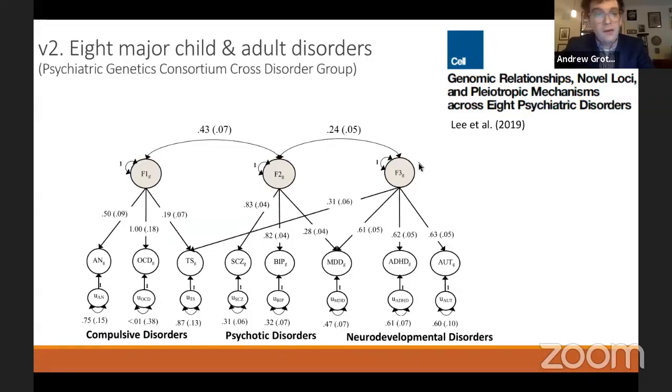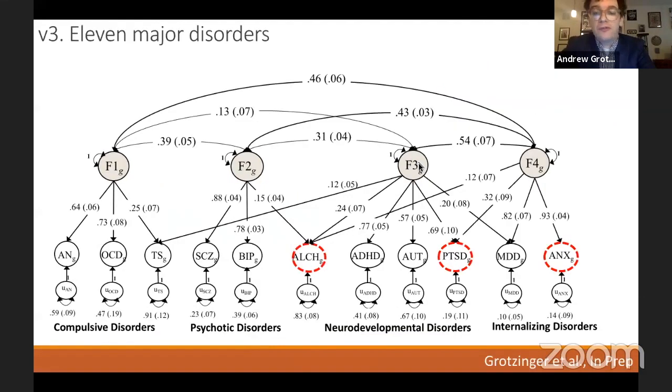Since then, we've updated it still further to include these 3 disorders that I'm showing you here in red: alcohol, PTSD, and anxiety. I want to highlight that even with updated summary statistics relative to the cross-disorder paper for some of these disorders, we're still pulling out the same compulsive, psychotic, and neurodevelopmental disorders factors. But with the inclusion of PTSD and anxiety, we're now also pulling out this internalizing disorders factor on which MDD loads quite strongly, which I think makes a lot of theoretical sense.